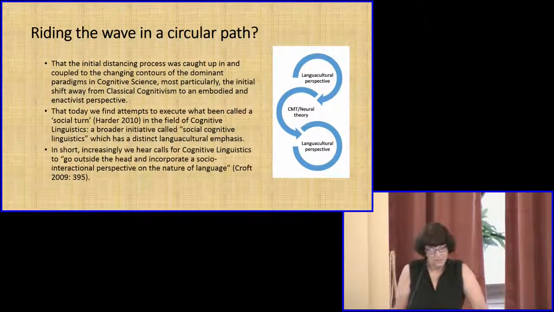I'll argue that the initial distancing process was caught up in and coupled to the changing contours of the dominant paradigms in cognitive science, most particularly the initial shift away from classical cognitivism to an embodied and an activist perspective. That today we find attempts to execute what has been called a social turn in the field of cognitive linguistics, a broader initiative called social cognitive linguistics, which has a distinct linguocultural emphasis. In short, increasingly we hear calls for cognitive linguistics to go outside the head and incorporate a social interactional perspective on the nature of language.